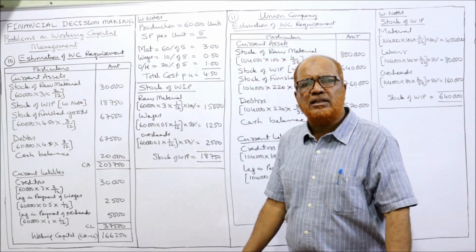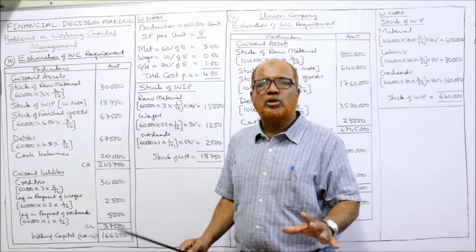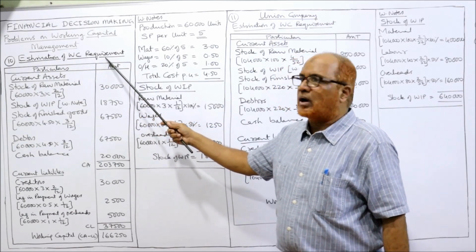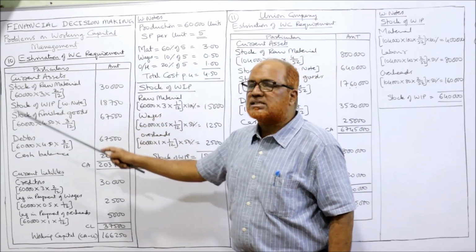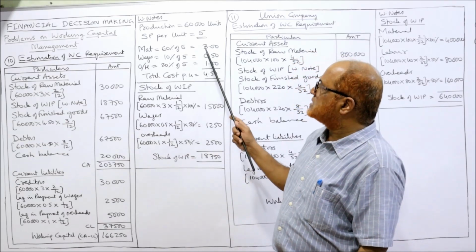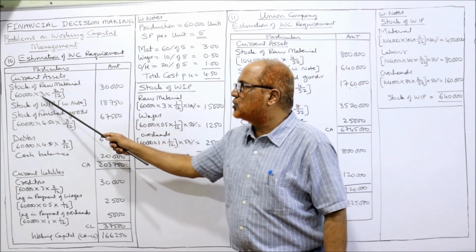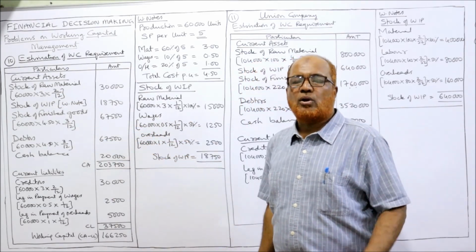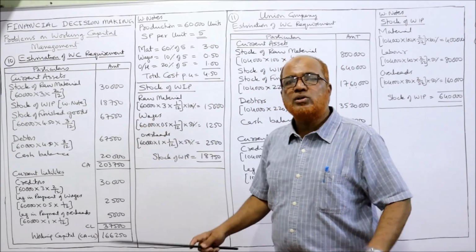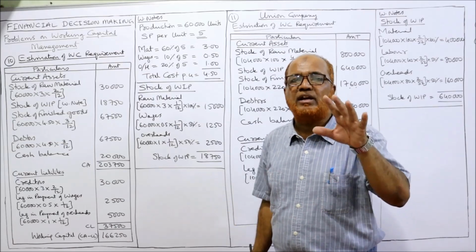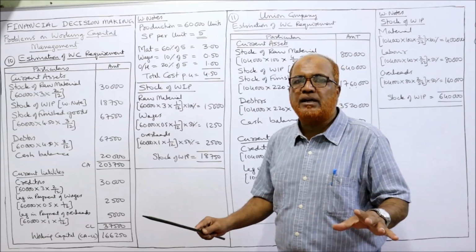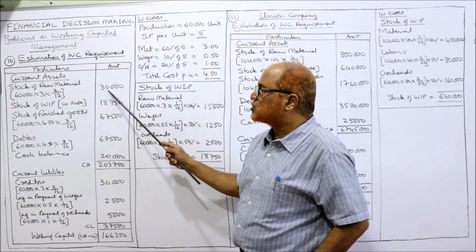So many problems we have done of this type. Simply you must know the procedure of how to calculate the current assets and current liability. Estimation of working capital requirement. Stock of raw material: 60,000 units is the activity, and the cost of material per unit is 3 rupees. So 60,000 into 3 rupees into 2 by 12, because raw material storage period is 2 months. All the periods are given in months, that's why I'm not changing it into weeks. So it comes to 30,000.